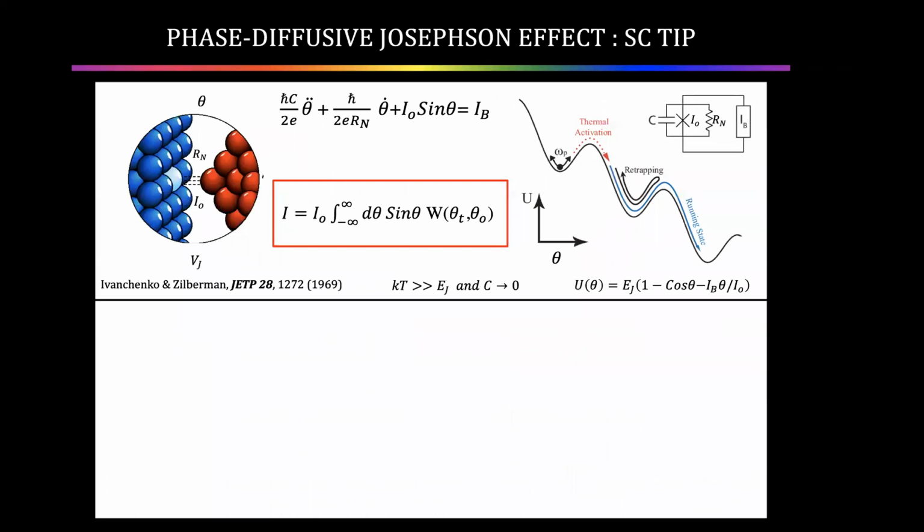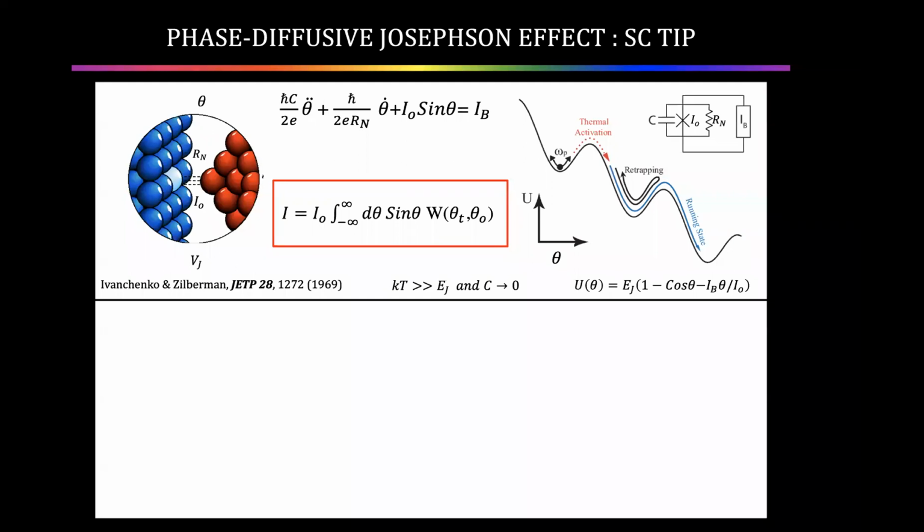So what we can do is measure the pair current in the phase diffusive limit. If you have a circuit like this, with capacitance, Josephson critical current, shunt resistance, and an outside bias current source, then you can write down the classical equation of motion for the phase difference across this junction. It looks like this. Now if the capacitance is small, you can drop this term, and if kT is much bigger than the Josephson energy, then the phase is fluctuating wildly across the junction.